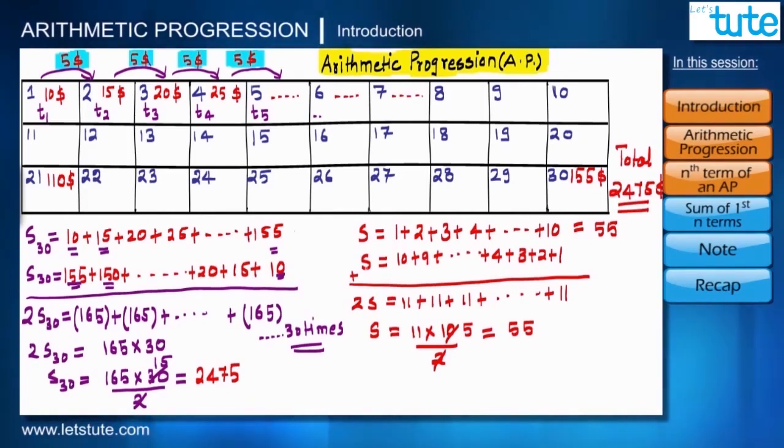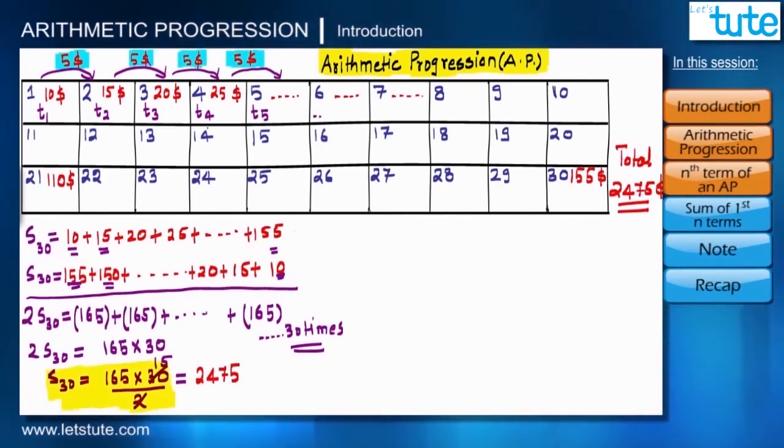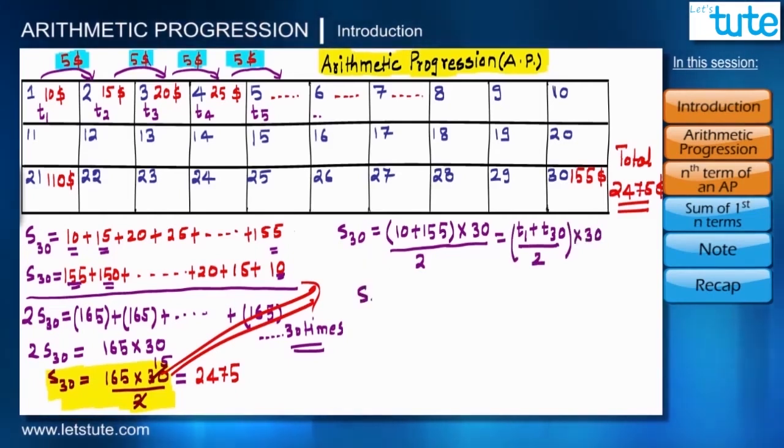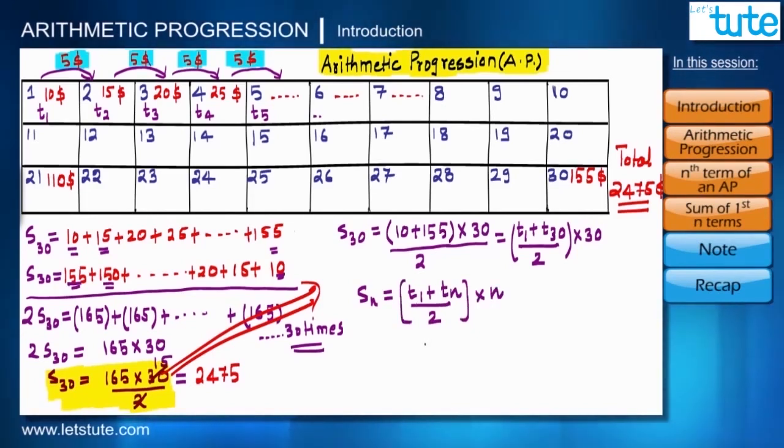And the answer is yes. Let's try to generalize it. We can also write the last expression as S30 equals, now I'm writing 165 as 10 plus 155. You can also write it as 155 plus 10 into 30 divided by 2, where 10 is the first term and 155 is the last term, that is T30, divided by 2 into 30. So we will write Sn is equal to first term, that is T1, plus Tn, that is the last term, divided by 2 into the total number of terms.